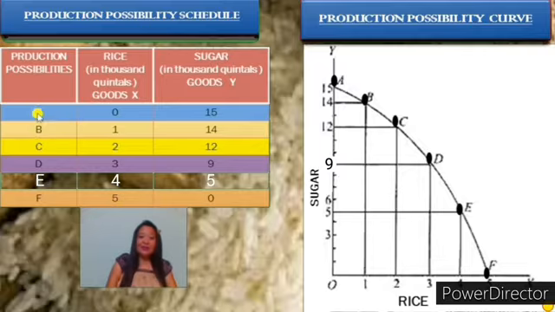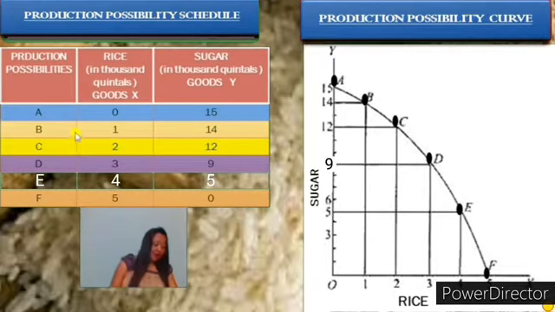According to the first possibility A, if you allocate all the resources in the production of sugar, then what happened? Your production of sugar will be 15 units. Since you have allocated all the resources in the production of sugar, the production of rice will be 0 because you have not allocated any resources here.